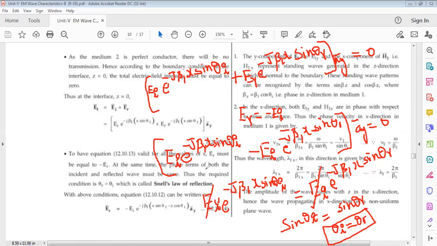At the same time, the phase terms of both the incident and the reflected wave must be the same. Thus, the required condition is that theta I is equal to theta r, which is called Snell's law of reflection. Snell's law of reflection. Got it, my students?